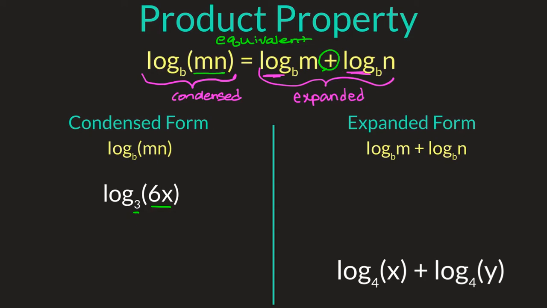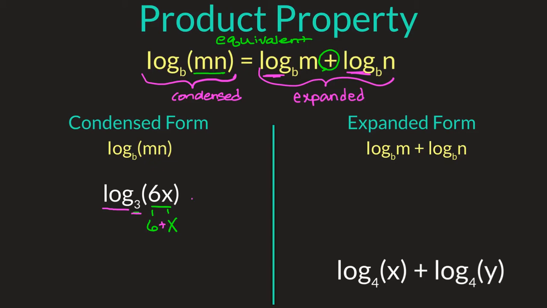So between the 6 and the x, that's 2 parts. That means I have a 6 and I have an x. If those are being multiplied, then that means I am going to be adding those together. Now, every time I have a part, I am going to write the log base 3 with each part when I go to expand it.